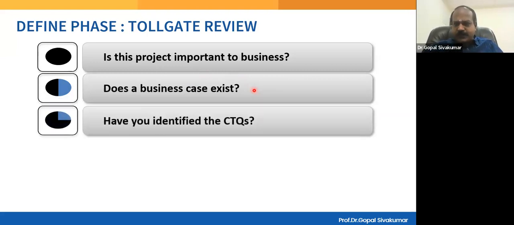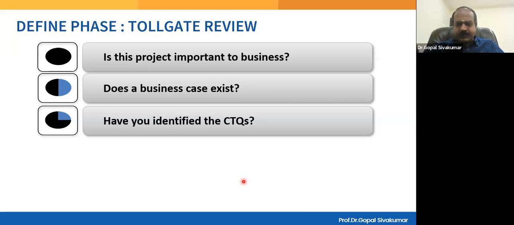You should be able to give a convincing reply. And then, have you identified the CTQ? All through the day you are saying problem, customer complaint. But what is that problem? What is that customer talking about? Can you talk in terms of technical characteristics? Isn't it? Which is what we call quality characteristics. So have you identified the CTQ?